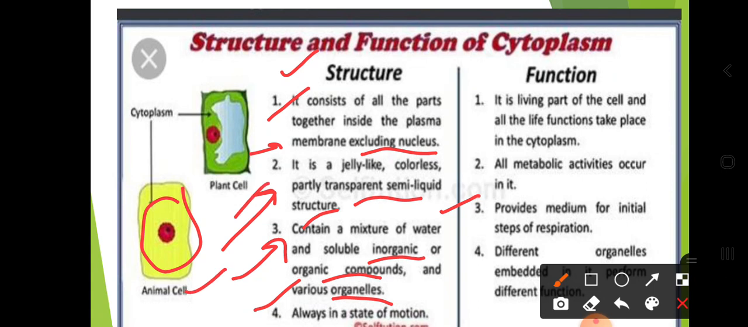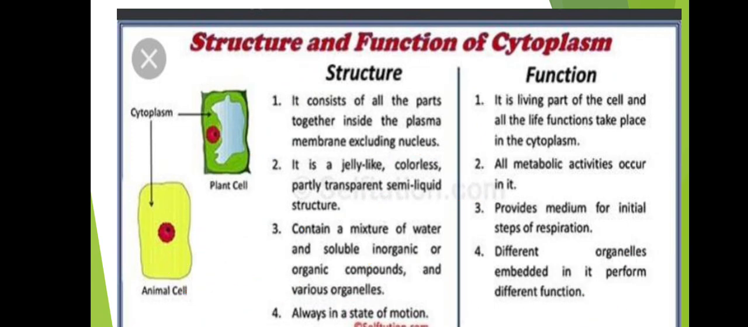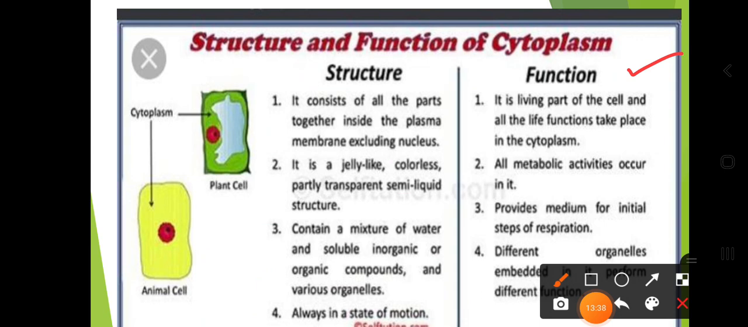When we talk about the cytoplasm, always keep in mind what type of substance it is. It is a jelly-like substance, and its color is colorless. They do not have any color. So, what are the main functions of the cytoplasm? It is the living part of the cell and all the life functions take place in the cytoplasm. All the living functions, like the respiratory system or the digestive system.